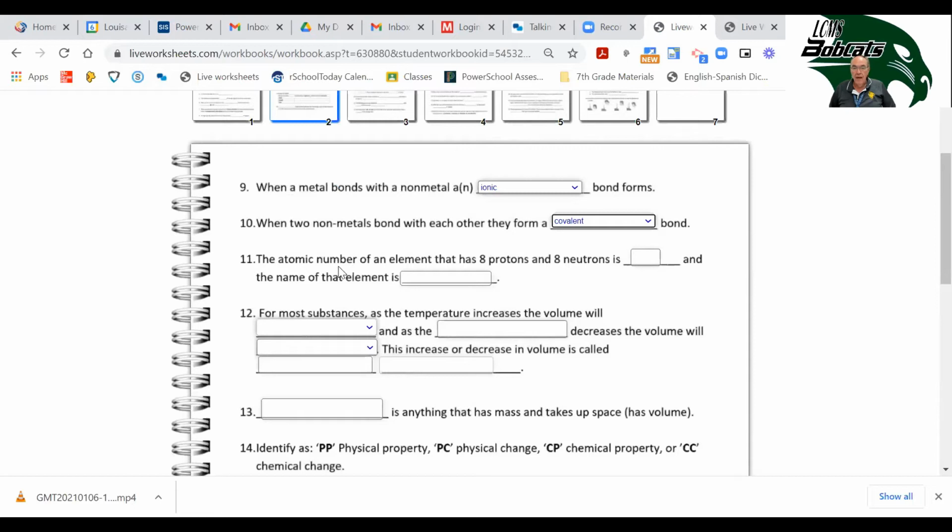Number 11 says the atomic number of an element is 8. What is the atomic number of an element that has 8 protons and 8 neutrons? Well, the atomic number is equal to the number of protons in the nucleus, so the atomic number would be 8. And then we can look at the periodic table and find out that the element with atomic number 8 is oxygen.